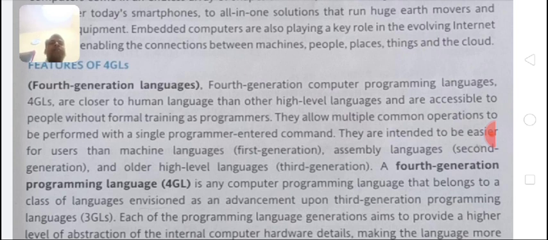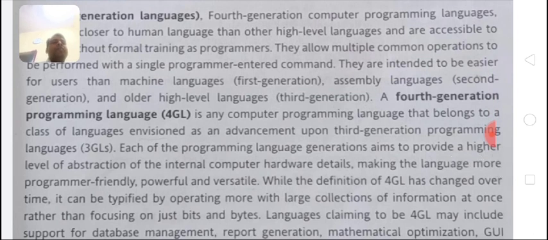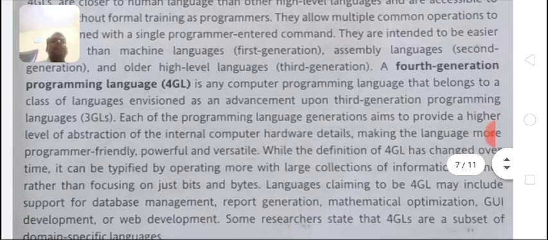A fourth generation language is any computer programming language that belongs to a class of languages envisioned as an advancement upon third generation programming languages. Each of the programming language generations aims to provide a higher level of abstraction of the internal computer hardware details, making the language more programmer friendly, powerful, and versatile.